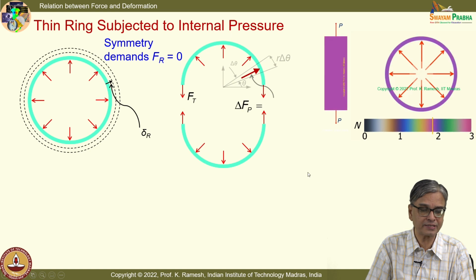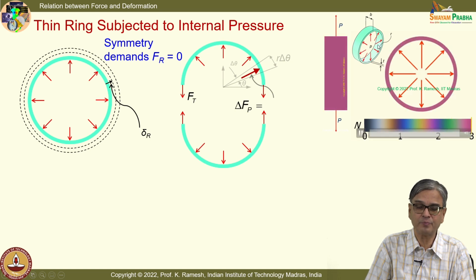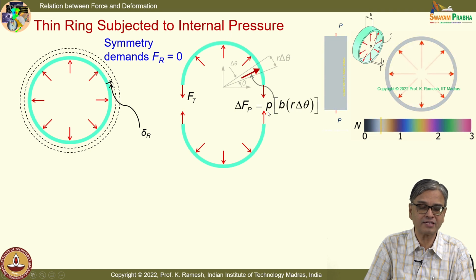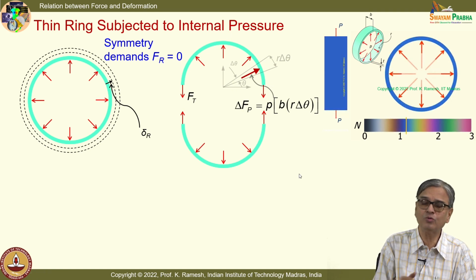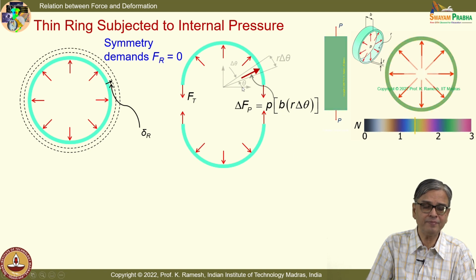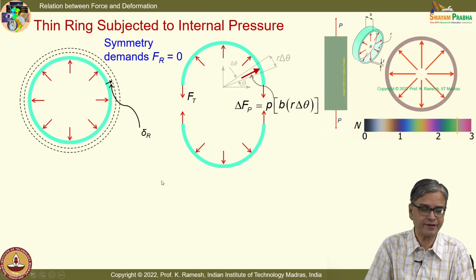The internal pressure is given as P, and we have taken a thin ring of width B. So, I have this as pressure into area, that is a force. Now, what I have to do? I have to integrate with theta varying from 0 to pi. If I balance this segment, I have the necessary expression for the force Ft.